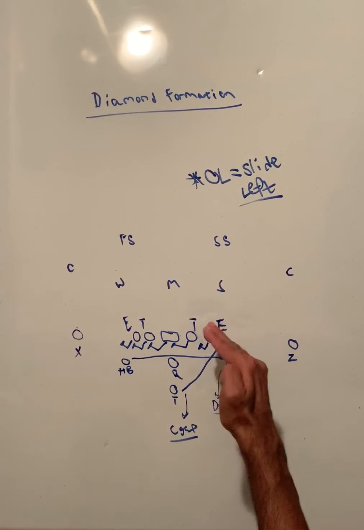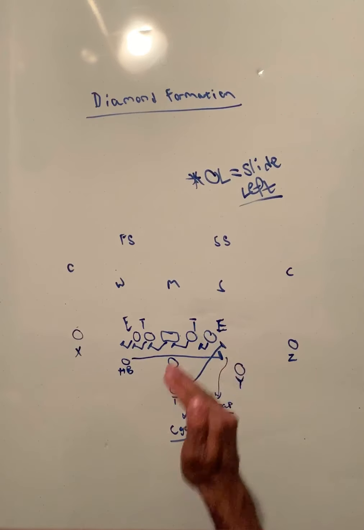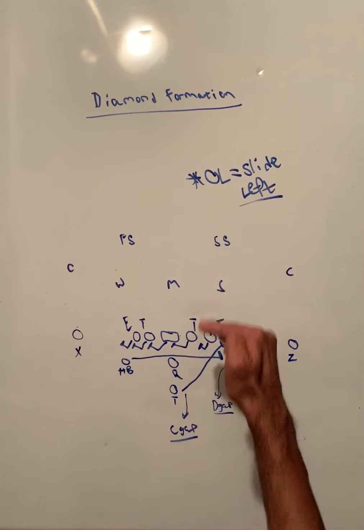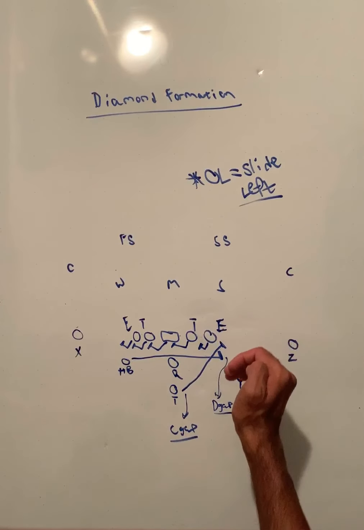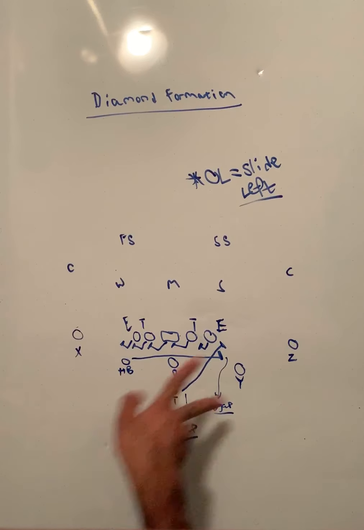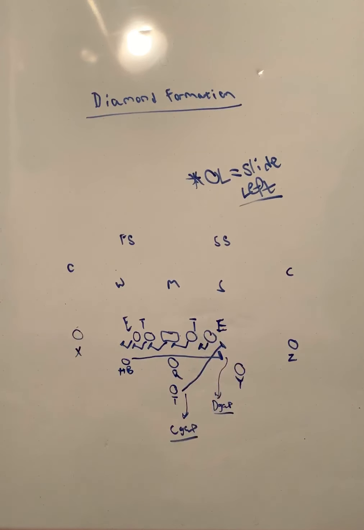So anything coming from this edge, right, we have to stop. Because since our line had slid left, this strong side of the formation is exposed. We don't have as many people to block. So now we got to bring some guys to our right to shore up that right side, that strong side.